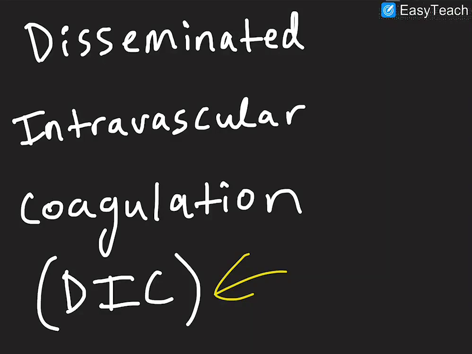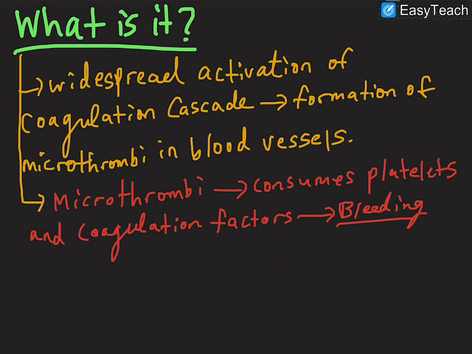In this video, we'll be talking about disseminated intravascular coagulation, also called DIC. All right, so let's go and get started. DIC is a widespread activation of the coagulation cascade.